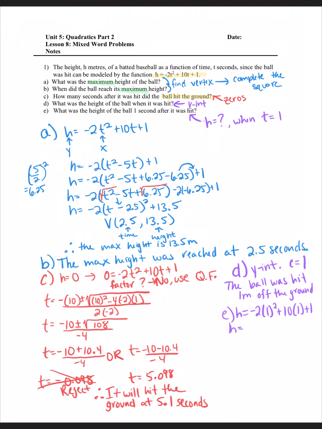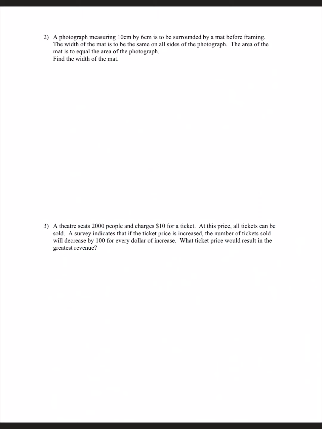So 1 squared is 1 times negative 2 is negative 2, plus 10, plus 1. So negative 2 plus 10 is going to be a positive 8, plus 1 is 9. So therefore, the ball is 9 meters high after 1 second. Okay, so really breaking down what key points or information are we trying to find based on the questions in the word problem. Let's look at a few more.